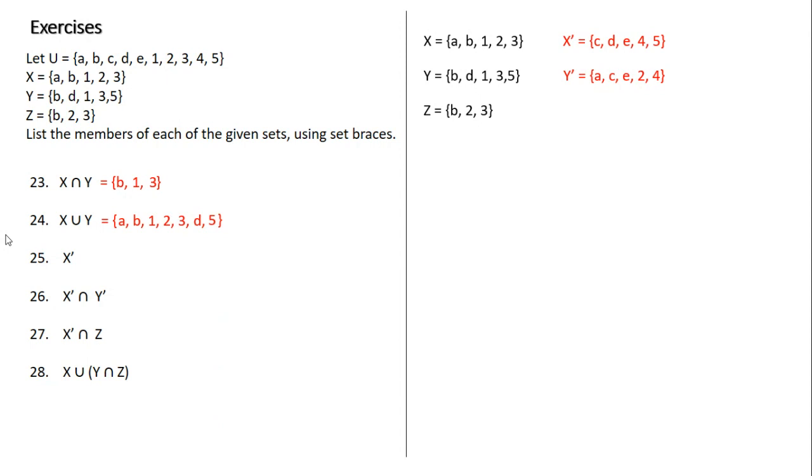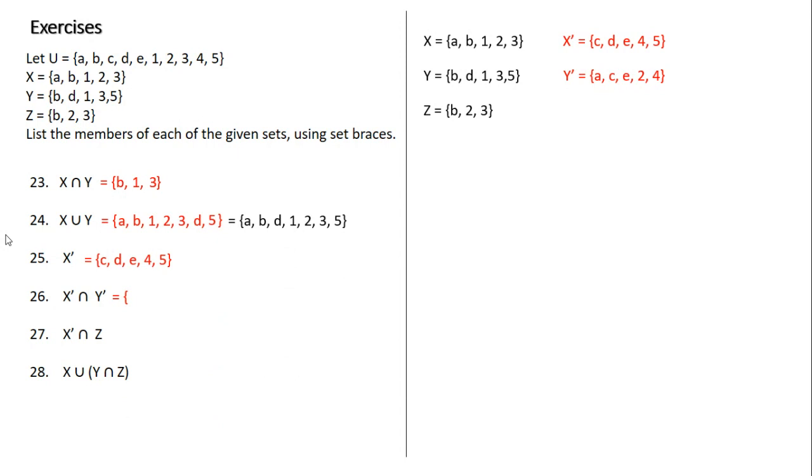25, X not. Oh, he has it already there. We already did it, right? All of the values that are not in X, or X prime, right? So X prime is all of these that we already did: C, D, E, 4, and 5.